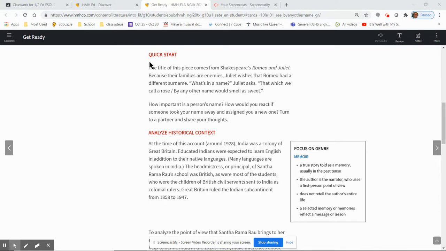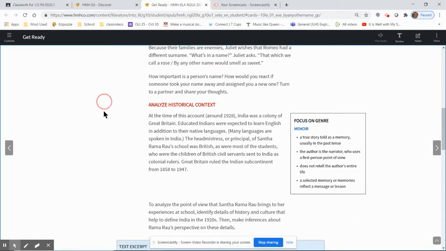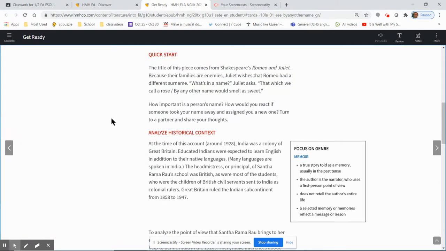We already covered this part about how important a name is. And remember Juliet saying that which is called a rose by another name would smell as sweet. Meaning that Romeo, even though his family name was different, he was still as sweet, still as handsome. And so it didn't matter what his name was. We asked, how important is a person's name?